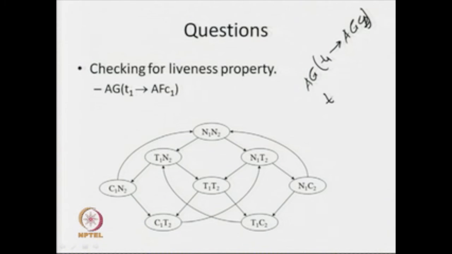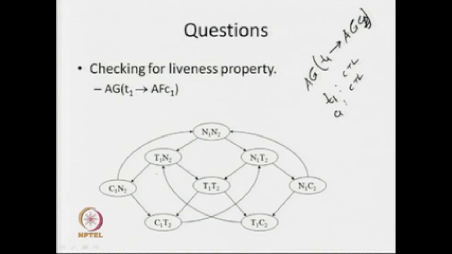Here T1 is an atomic proposition, so it is a CTL formula. C1 is an atomic proposition, so it is also a CTL formula. Since they are atomic propositions, we know the labeling function and we know the states where these CTL formulas are true. So, from labeling itself, I can now number the states: S0, S1, S2, S3, S4, S5, S6, S7.